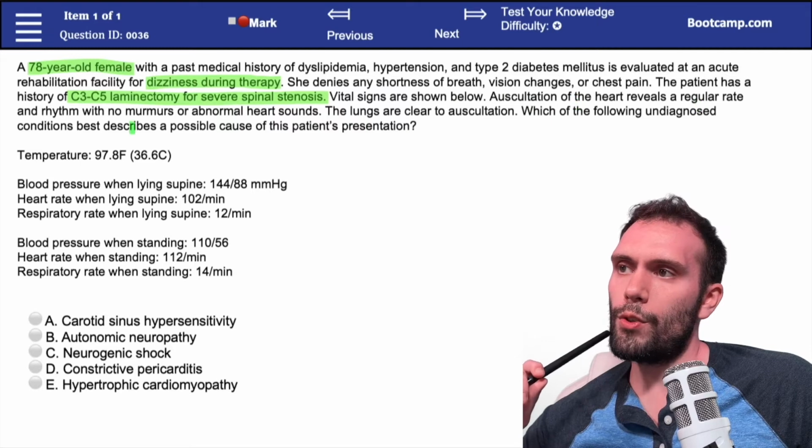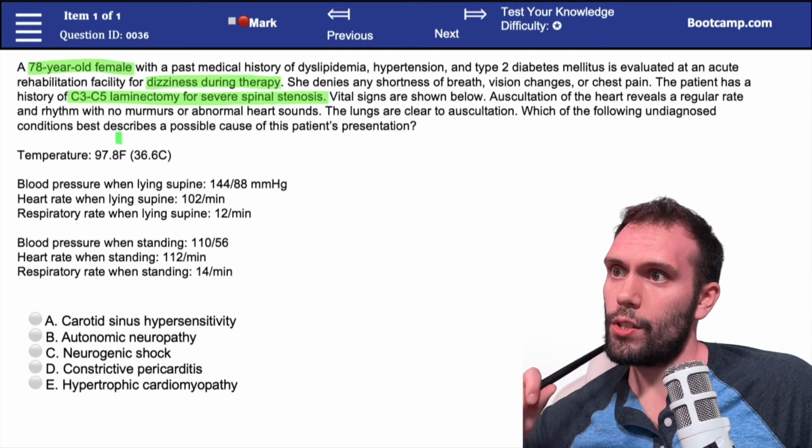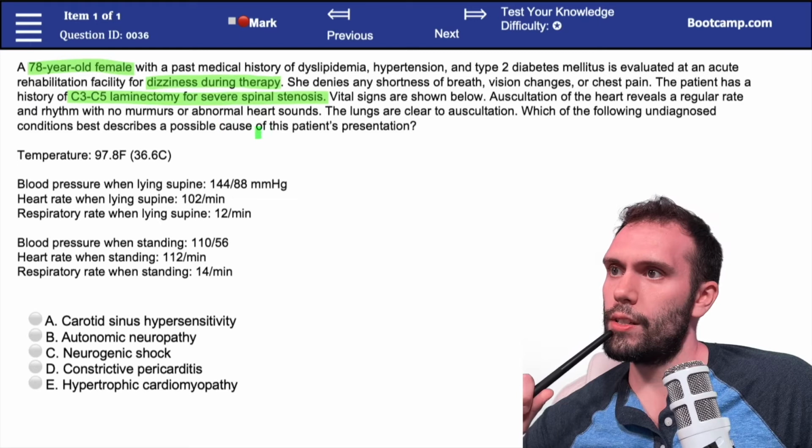Auscultation of the heart reveals a regular rate and rhythm with no murmurs or abnormal heart sounds. Lungs are clear to auscultation. Which of the following undiagnosed conditions best describes a possible cause of the patient's presentation?